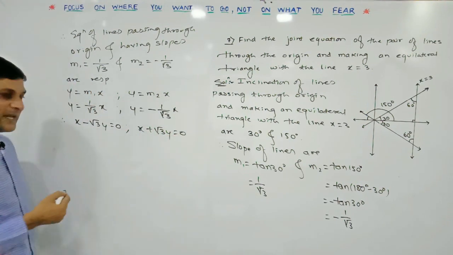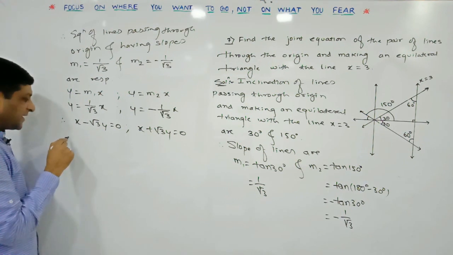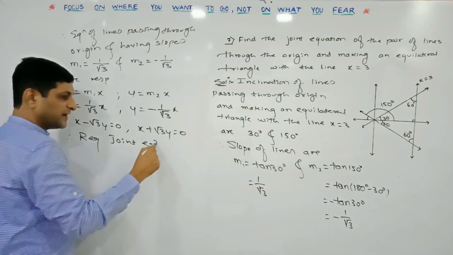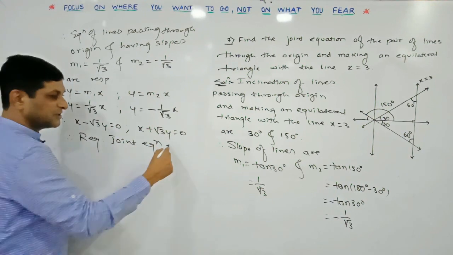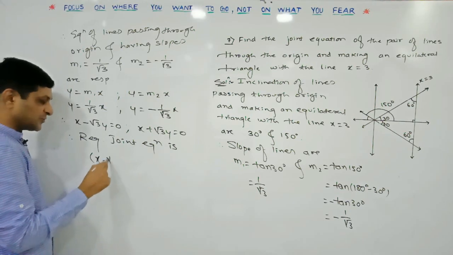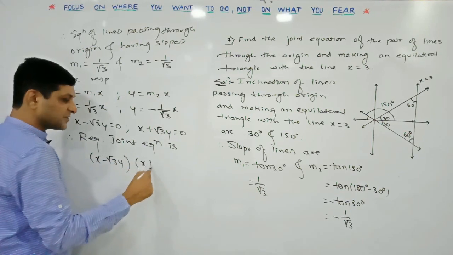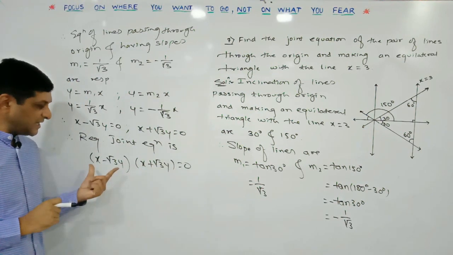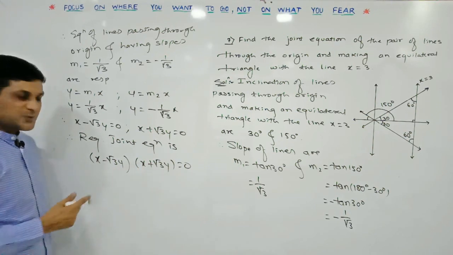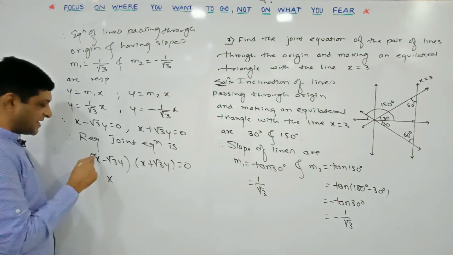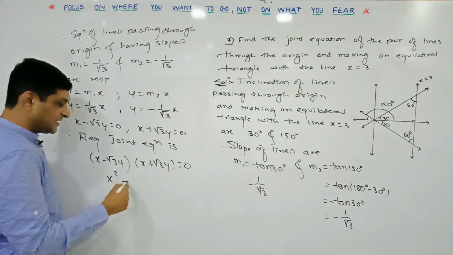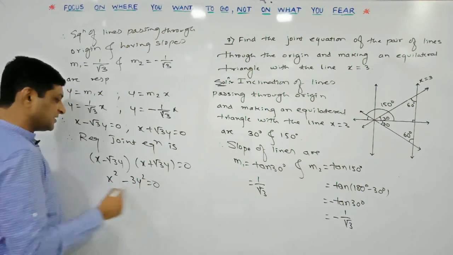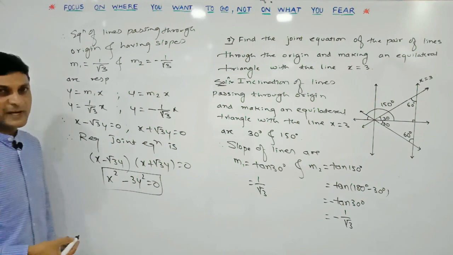Once the equations of both the lines are known to us, to find the required joint equation, take the multiplication of these two equations. So means x minus root 3y into x plus root 3y is equal to 0. Now we can observe that the terms are in the form of a minus b into a plus b. So its product is a square minus b square. A square means the square of x is x square, minus b square. B square means the square of root 3y will be equal to 3y square, is equal to 0. In this way we have got the required joint equation.